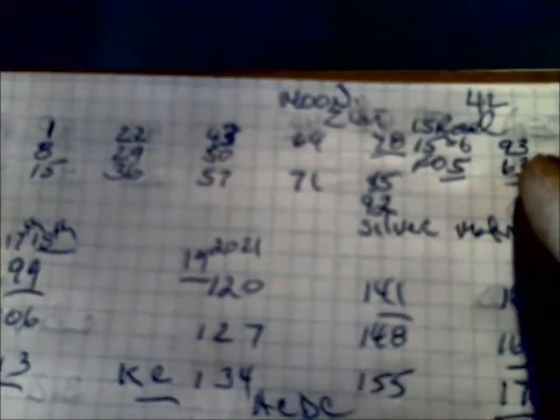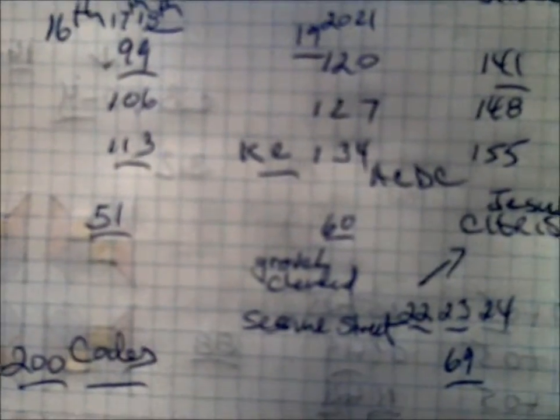9 and 6 is 15. 1 and 5 is 6. 3 and 3 is 6. 6, 6, the woman. Then we go down, sweet 16. What do we get at sweet 16? We get 99. We get Pluto in Jupiter. 106 becomes 616, the light.